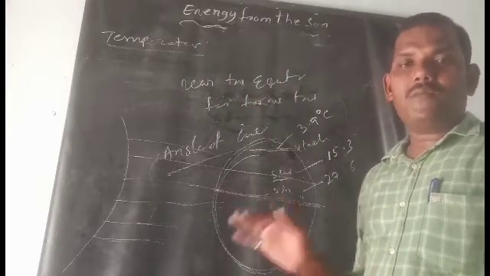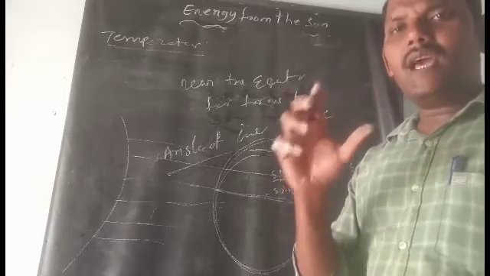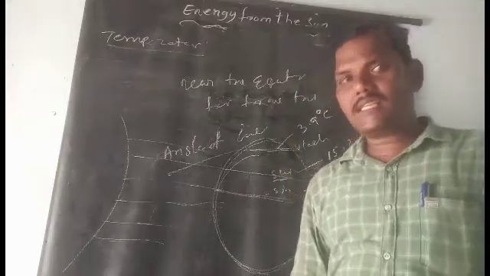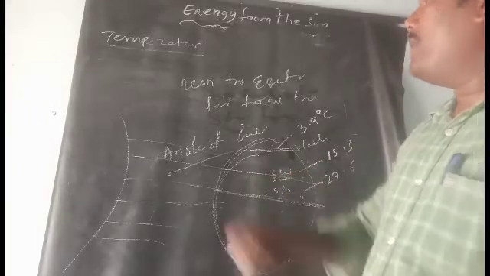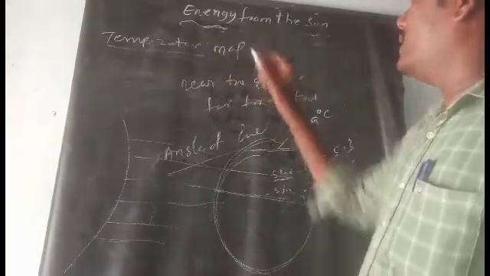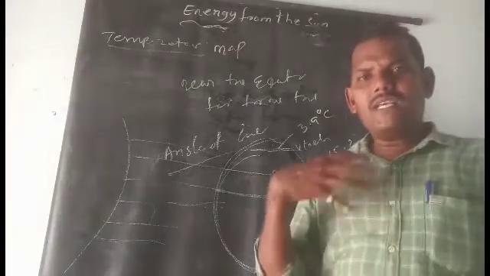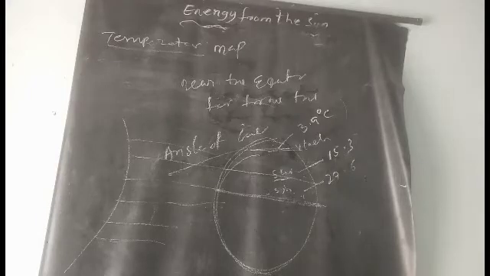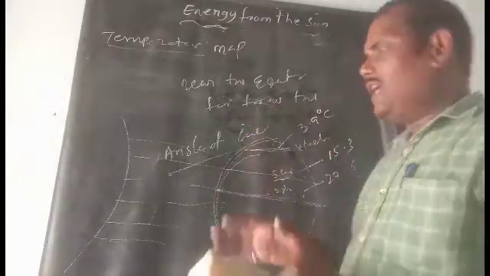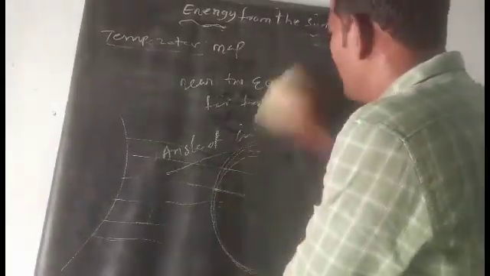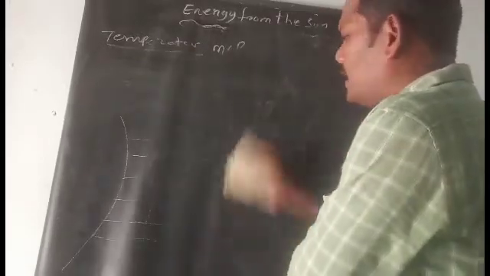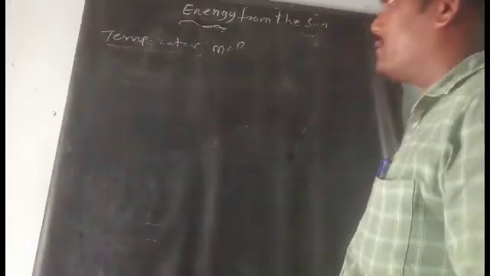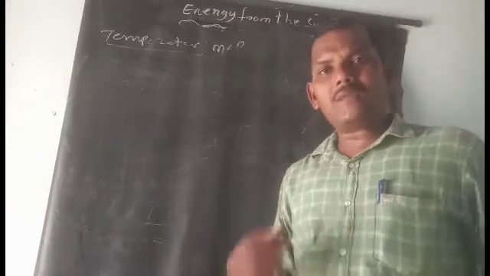Okay, this is the information. And next, the final area in this lesson: temperature maps. Generally we know that a map is a representation of the earth surface, but maps can give information about any particular thing. Here, the temperature maps.